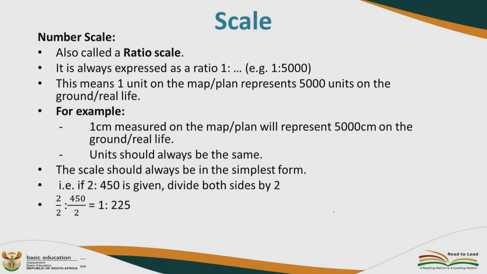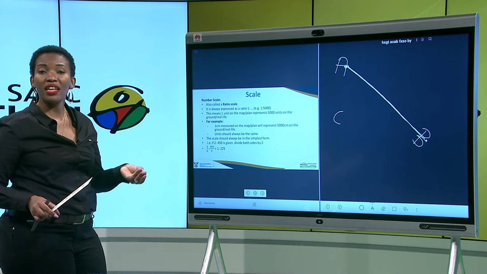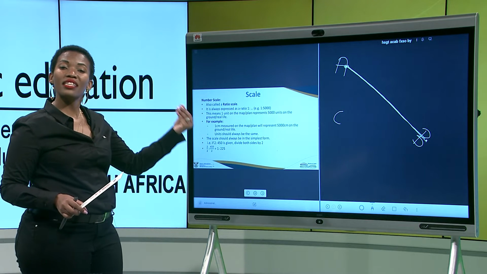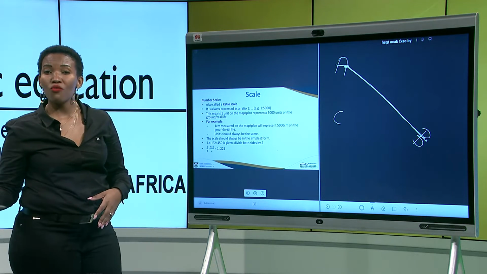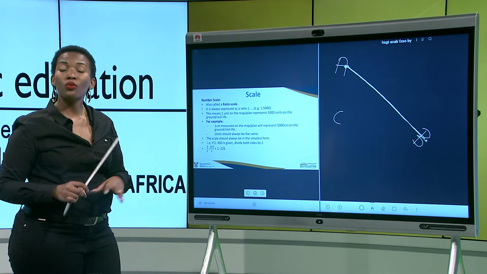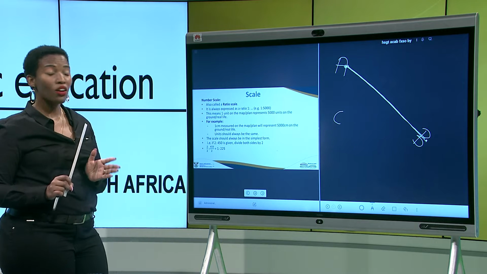And then now, under scale, the first part is a number scale. Like I've said, a number scale is also called a ratio scale because it is written as a ratio. In the exam, especially when you are given a map and there's a scale, the examiner can ask you to identify the type of scale that is used. So if you say it's a number scale and the other learner says it's a ratio scale, both of you are correct, because if you don't want to say a number scale, you can say it is a ratio scale. Both learners would get full marks.